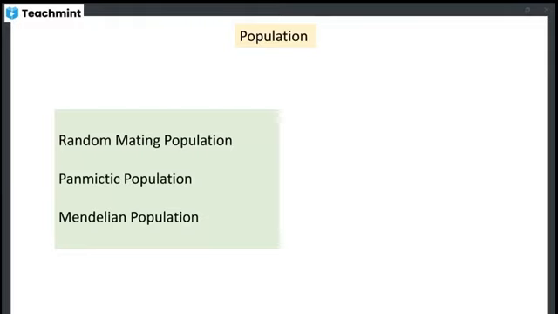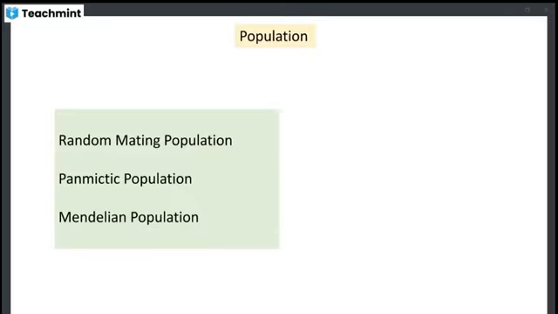Sir, all possible crosses. Okay, all possible crosses. Someone told it is all possible crosses. So what do you mean by random mating? First, let us discuss what you mean by random mating. The student who just said it is all possible crosses, yes, it is right.